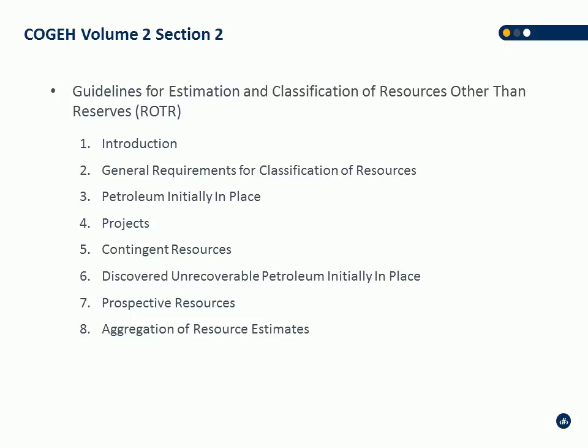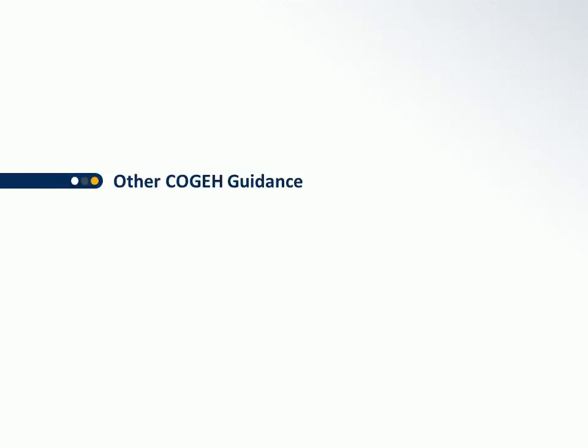So again, COGEH Volume 2, Section 2, it's about 60 or 70 pages of very detailed guidance on how to classify contingent and prospective resources. And we have the definitions that we went through this morning, and it's a lot of what's in ROTR.